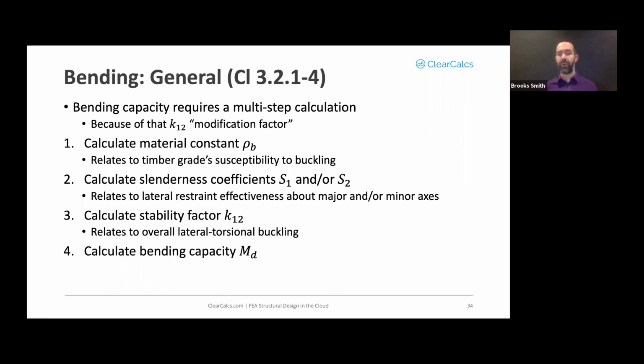For this, you first calculate the material constant, rho sub b. This constant relates to how susceptible the particular timber grade you're using is to buckling. Then you calculate slenderness coefficients, S1 or S2. These relate to the effectiveness of the lateral restraints you're providing to your beam. Finally, you put those two together to get your stability factor, K12, and that factor relates to the overall lateral torsional buckling capacity of your member. Finally, you can plug that all in and you'll get your actual bending capacity, M sub D.